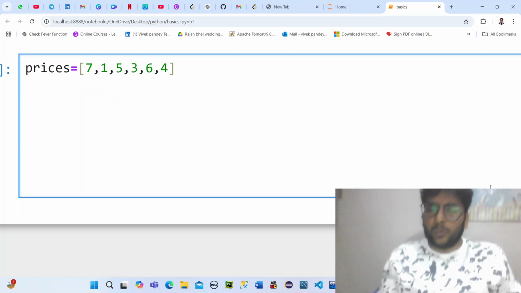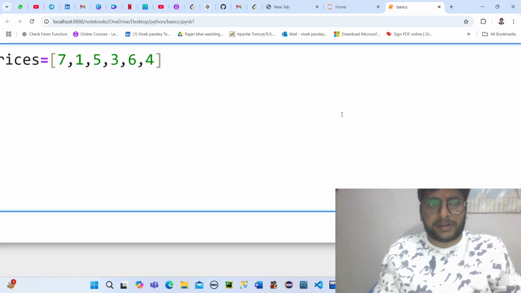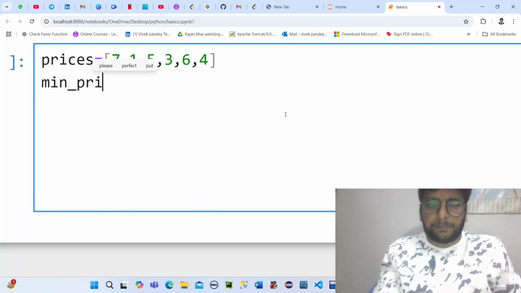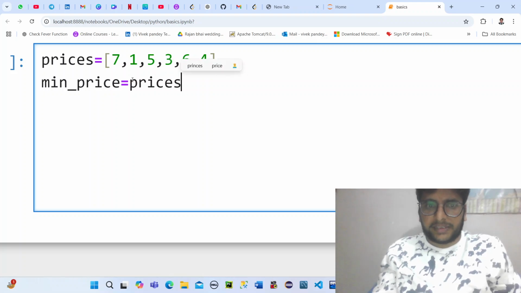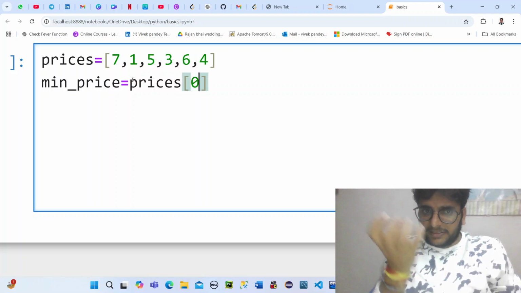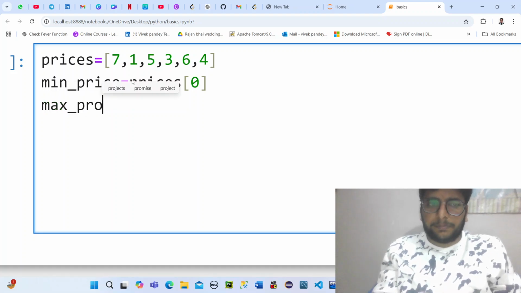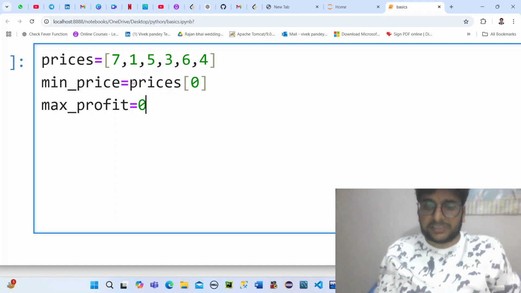Now let's see one by one, each and every code I will be writing in such a way that you can understand it in a better manner. See here, prices I have given. Now, what is my min price? I'm just taking the first number and then comparing with all and updating the min price. So what is this 7? How can I write this 7 here? Prices of 0. So prices of 0 is 7, that I'm storing in min price. Now max profit. Max profit is 0 as of now, so I'm just giving it as 0.